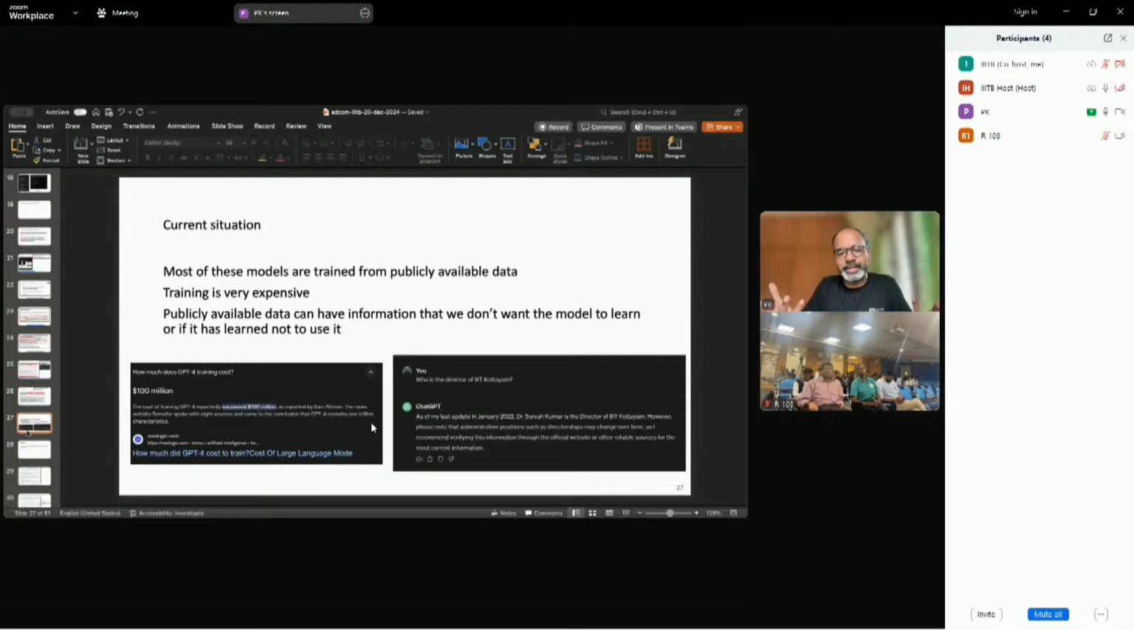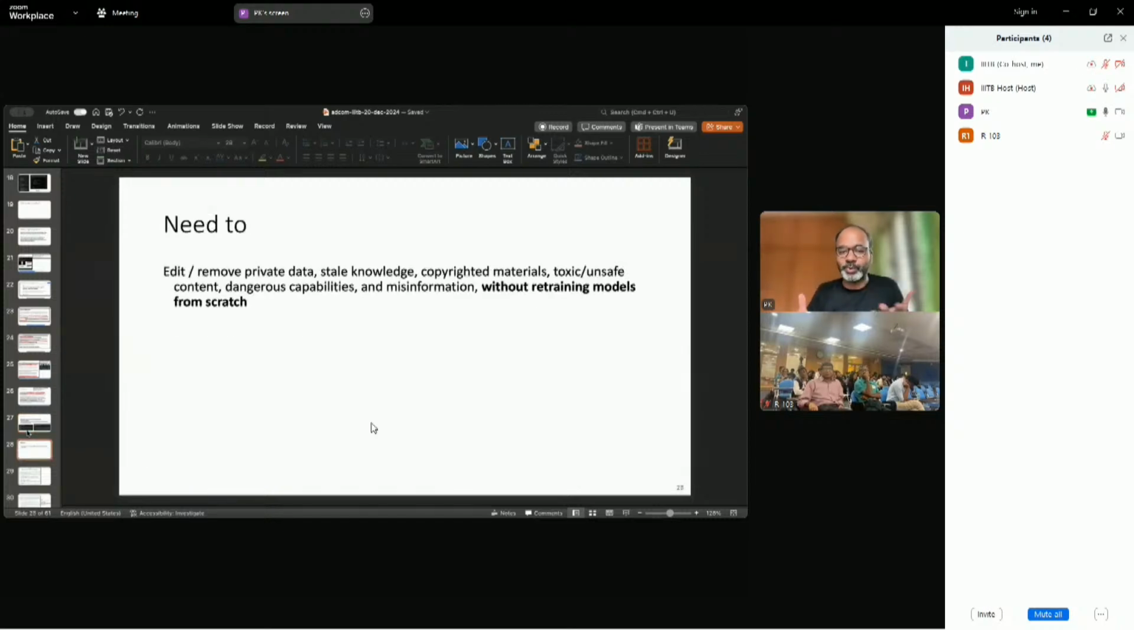Meaning Srinath's cell number is there, or some old pictures that I don't want, that I had somewhere online and that has gotten into this model, it can show all of this. And these are not hypothetical situations. There are countries in the world that have stopped ChatGPT in their territory because of these reasons, that publicly they were able to see a lot of information that should not have come out.